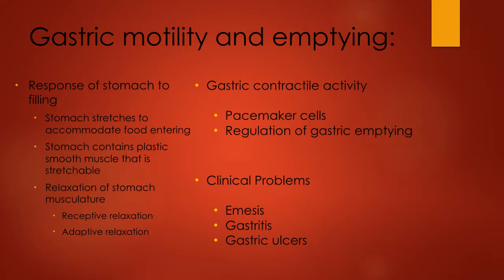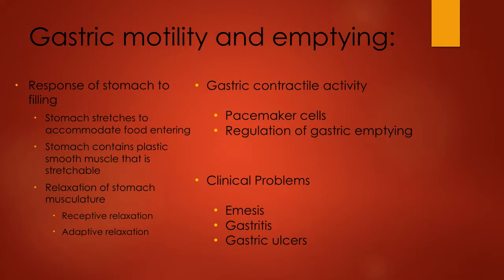Gastric motility and emptying. It is done in response to the stomach filling, which is from the food stretching the stomach, and it stretches to accommodate food entering. The stomach contains plastic smooth muscle that is stretchable. Relaxation of the stomach musculature. The receptive relaxation is where the vagus nerve sees food and makes the stomach stretch. An adaptive relaxation is the actual physical stretching.